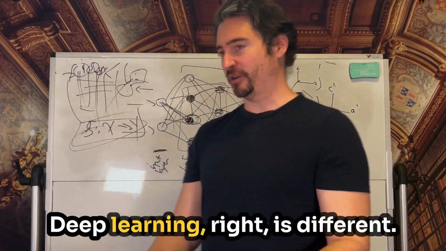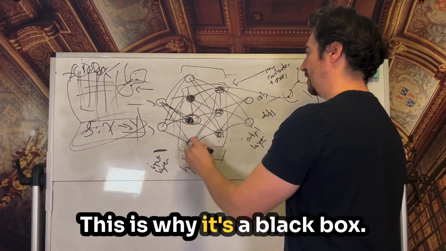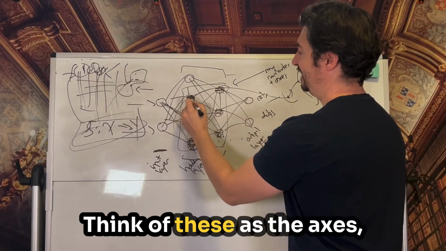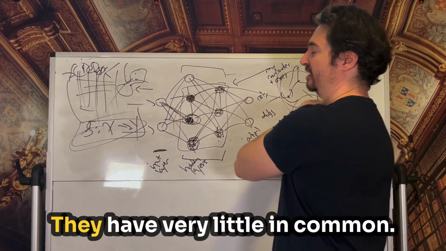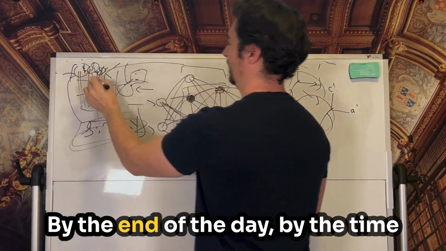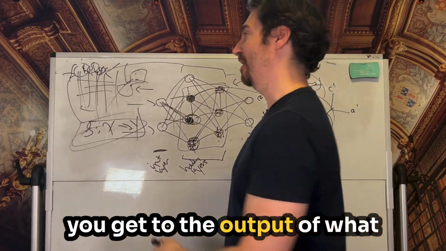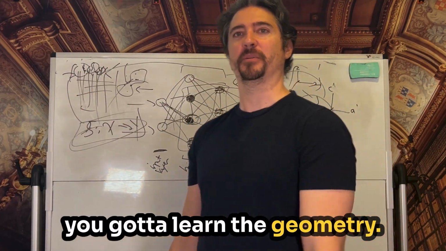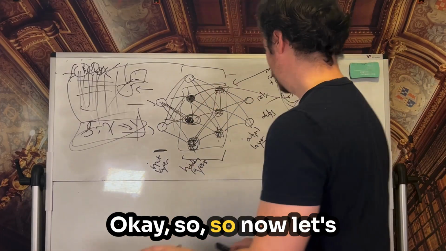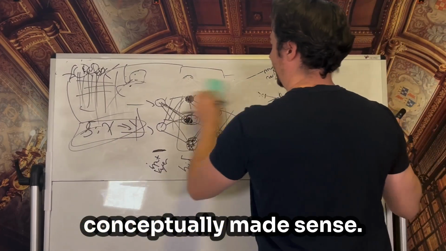Anyway, deep learning, right, is different. This is why it's a black box. Think of these as the axes, literally, of the feature spaces that you're learning. They have very little in common by the end of the day, by the time you get to the output, with what those original axes look like. And you have to do that because you've got to learn the geometry. Okay, so hopefully that conceptually made sense.